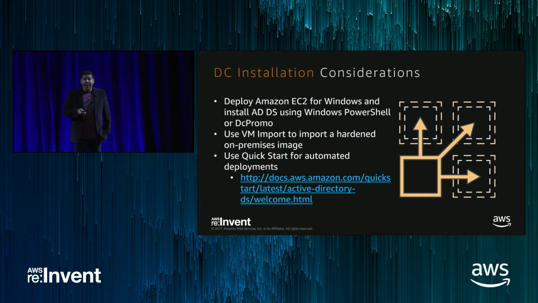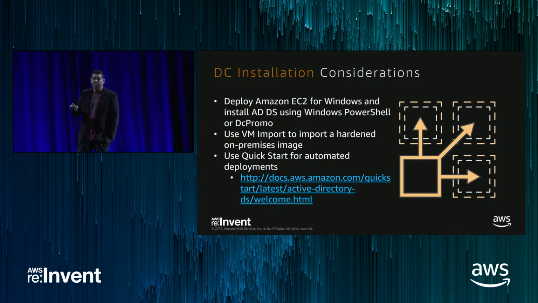Now, in deploying domain controllers, you have several different options. The first and easiest, of course, is just deploy an AMI EC2 instance with Windows, and then enable it as a domain controller, either using PowerShell or using Server Manager, DC Promo it. You also can import your own hardened VM.